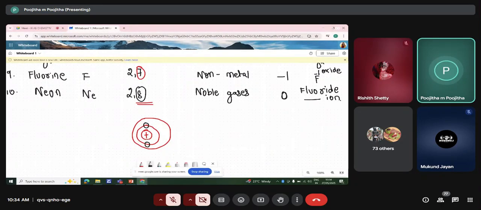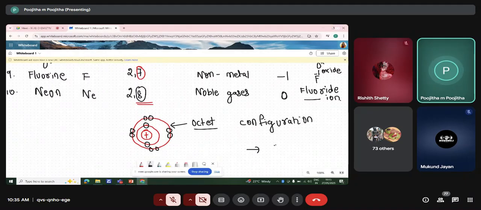So in the K shell of neon, how many electrons are there? 2 electrons. Then in the L shell, how many electrons are there? 8 electrons. The arrangement of 8 electrons in its outermost shell, being stable on its own, is called octet configuration. So duplet configuration and octet configuration refer to stable electronic configuration. Stable electronic configuration is seen in which elements? It is seen in noble gases.